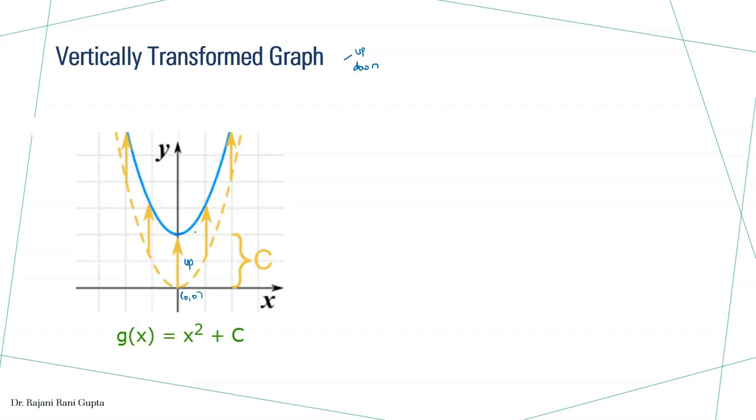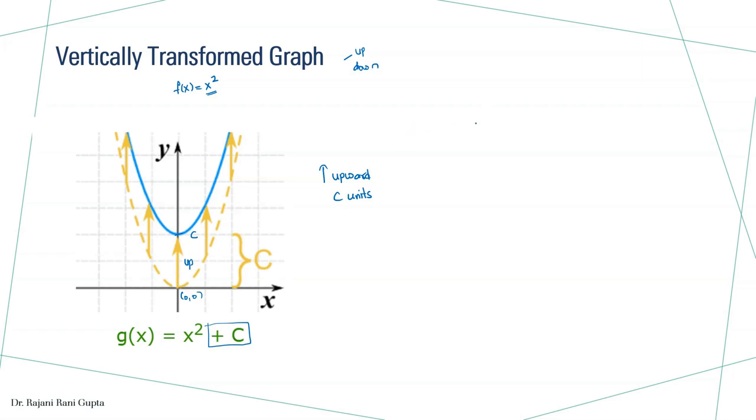Okay, and suppose this is the point c. So it's moved upward by c units. In this case, how do we write the graph? The original graph is f(x) is equal to x power 2. Now the transformed one moved up. So what happened here? x power 2 remains the same. As it moved up, we write plus c.